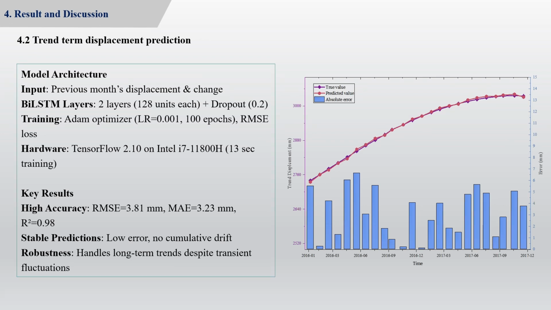4. Trend prediction. A BiLSTM model with 2 hidden layers, each containing 128 neurons, and a dropout rate of 0.2 is constructed. The performance results are RMSE = 3.81 mm, MAE = 3.23 mm, R² = 0.98. This indicates high prediction accuracy due to effective decomposition.